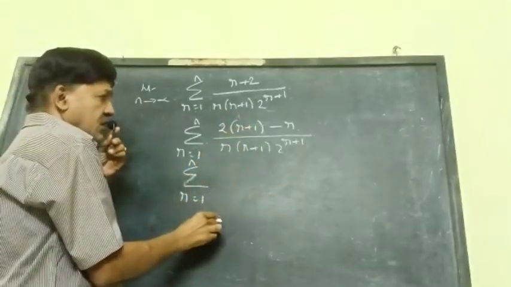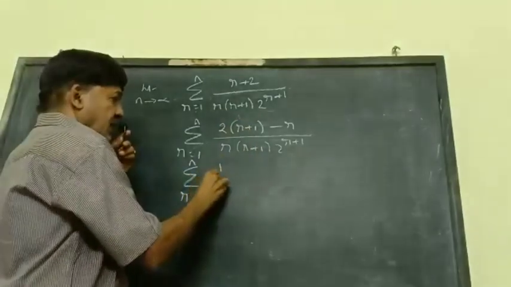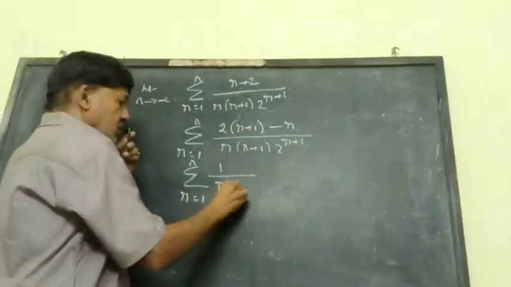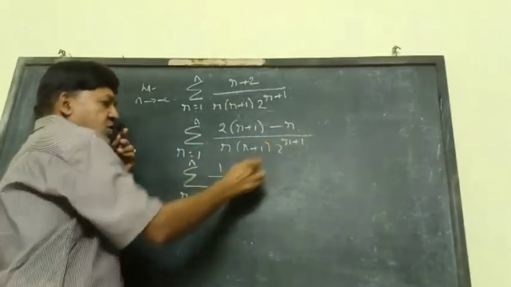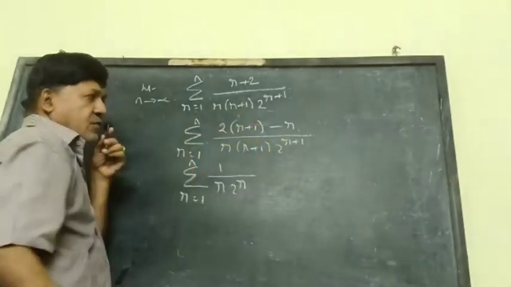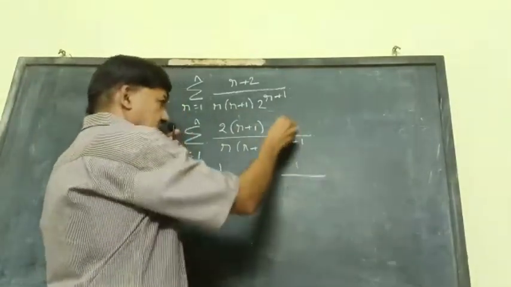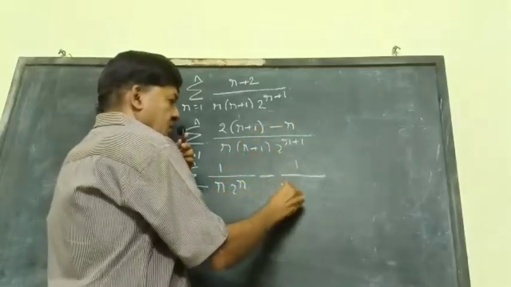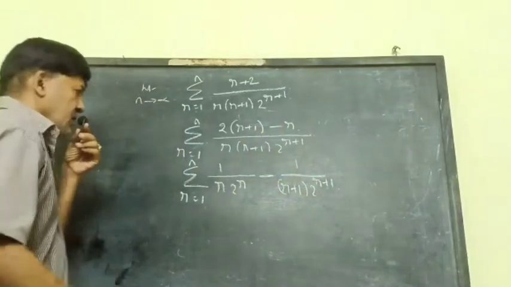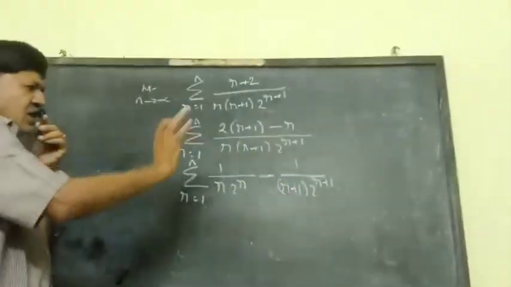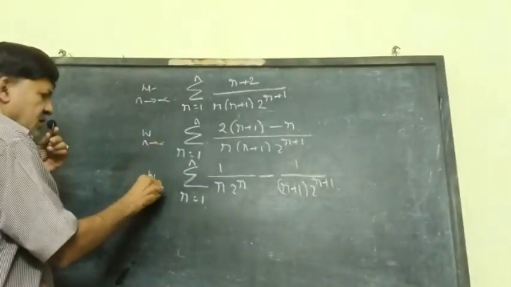This by this will give you 1 by r into 2 power r. Correct? 2 power r plus 1 will give, minus 1 by this will give you r plus 1 into 2 power r plus 1. Of course, finally we will apply the limit, n tending to infinity, right?